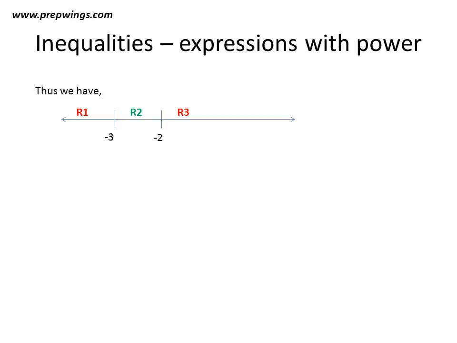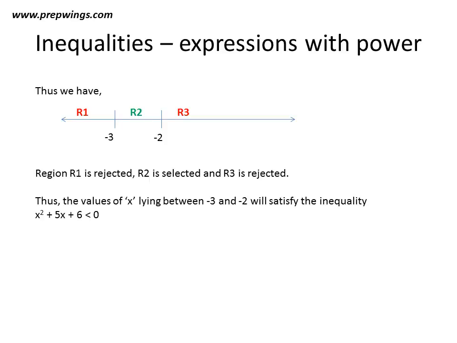So now what we have is, we have rejected region R1, we have selected region R2, and we have rejected region R3. So any value of x in region R2 will satisfy the inequality. Thus x has to lie between -3 and -2 for this inequality to be true. Thus our answer is x lies between -3 and -2.